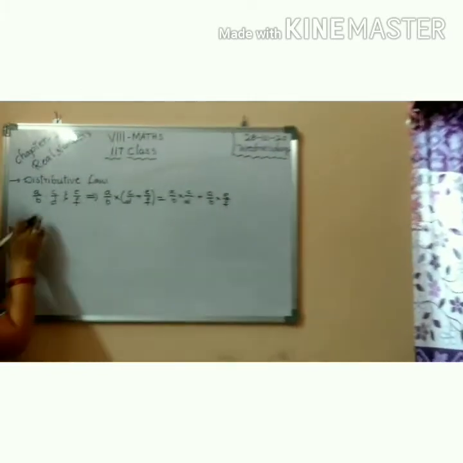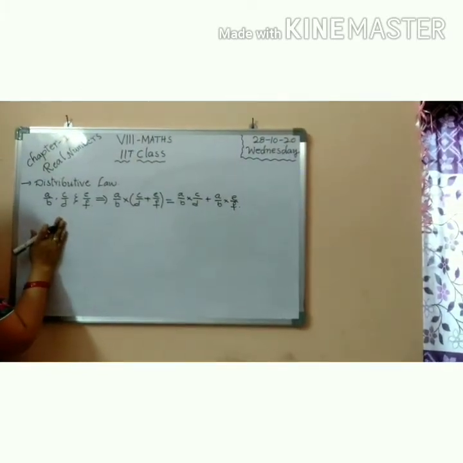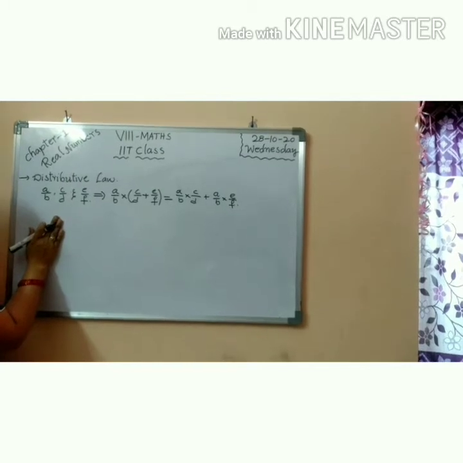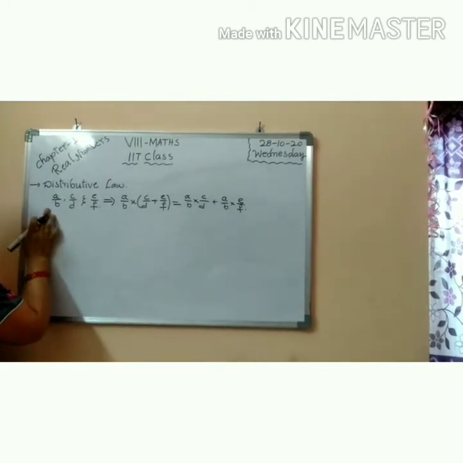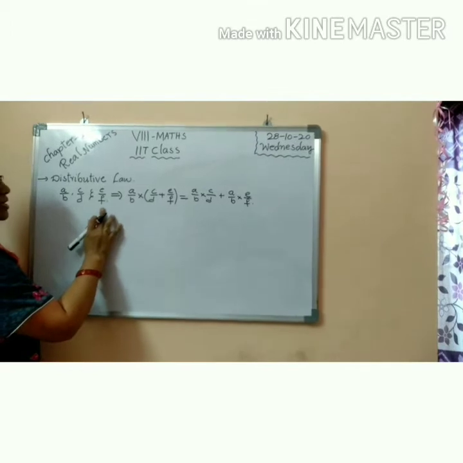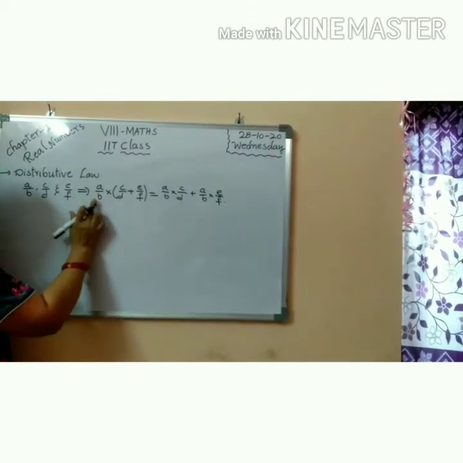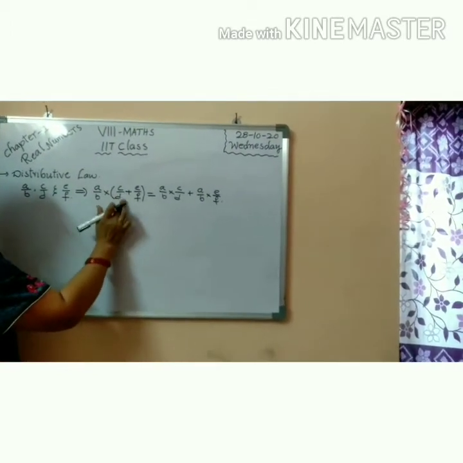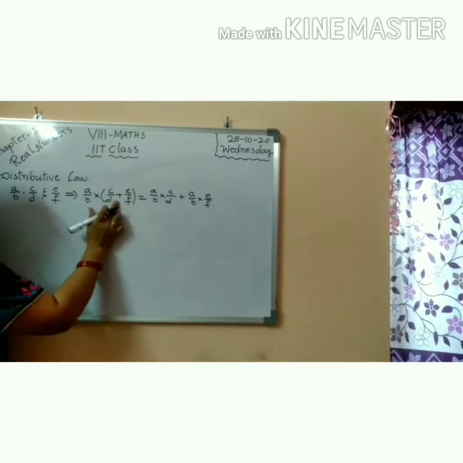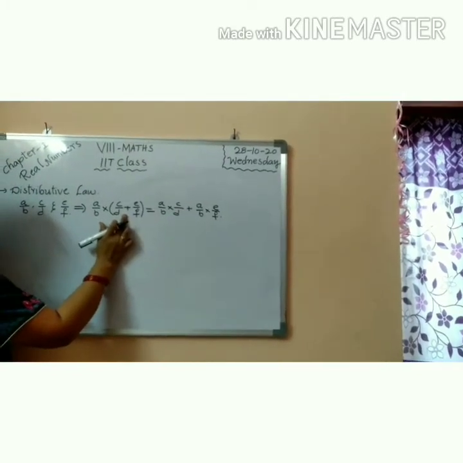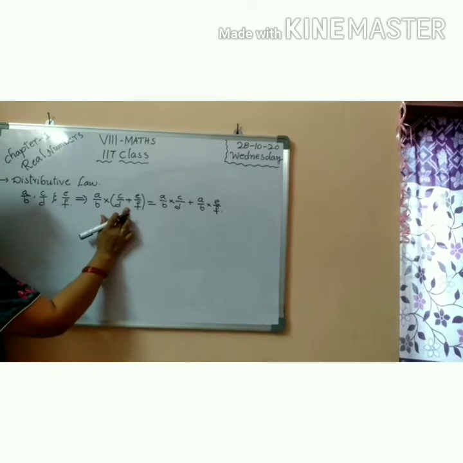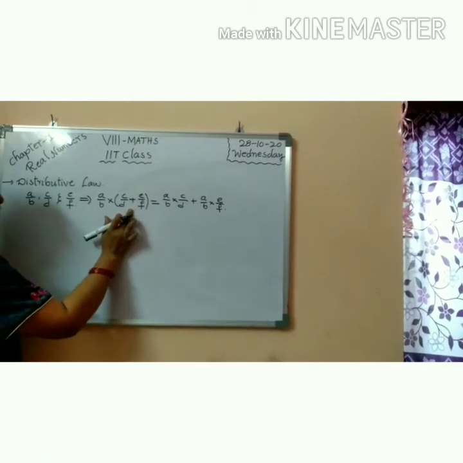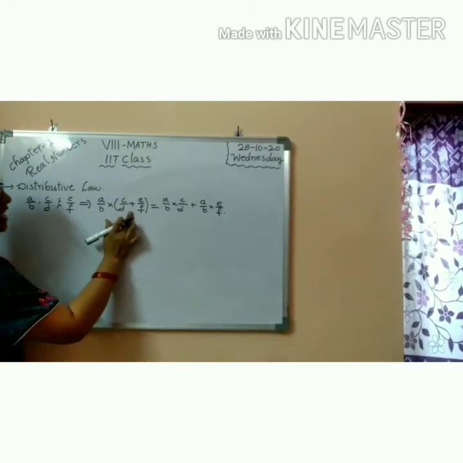Okay, children. Under the distributive law of multiplication, you take any three rational numbers with the rule a/b × (c/d + e/f). Here addition is also possible. In this case it is the distributive law of multiplication over addition. So here multiplication, and here addition.